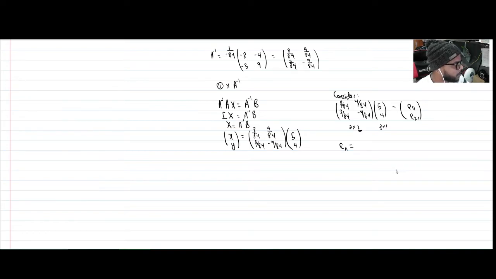E11 is the first row, 8 over 84, 4 over 84 multiplied by the first column, 5, 4. First by first plus second by second, 8 over 84 multiplied by 5 plus 4 over 84 multiplied by 4. And let's work out what this is. 8 over 84 multiplied by 5 plus 4 over 84 multiplied by 4 is 2/3.